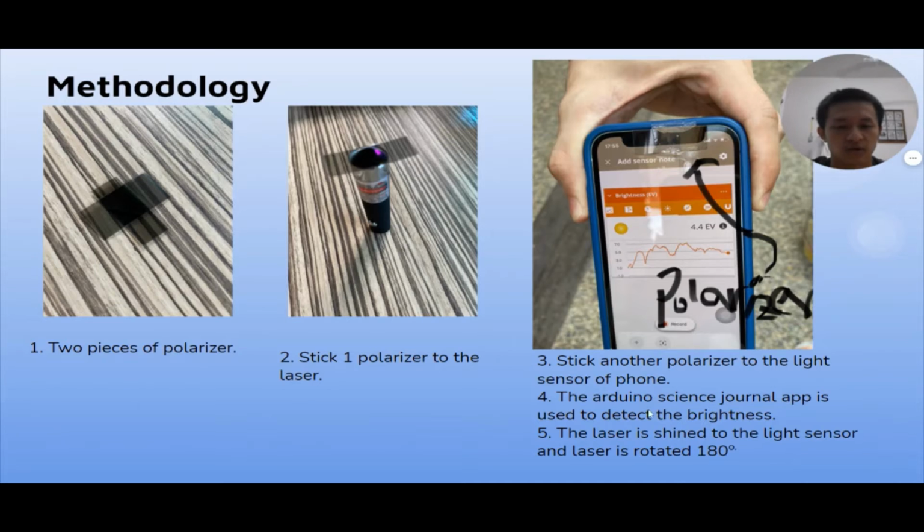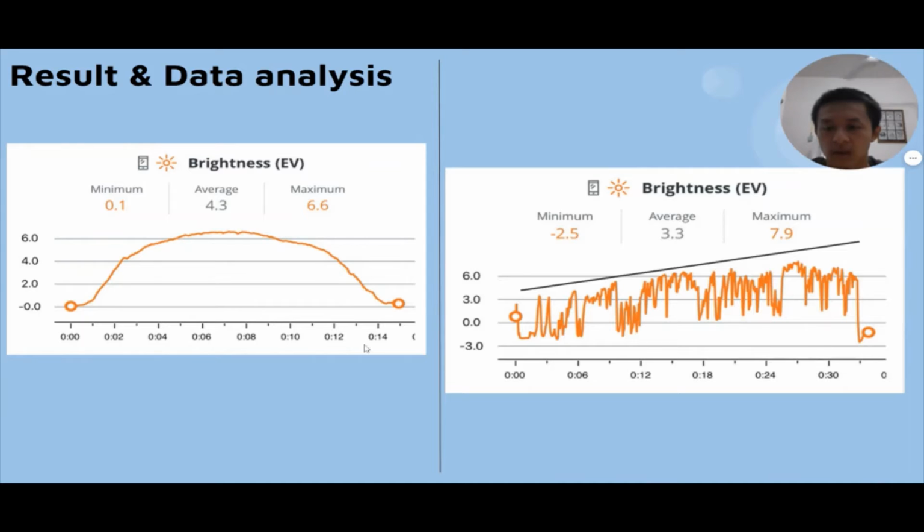And then we shine the laser to the light sensor and rotate the laser 180 degrees. And then this is the result we get as I rotate the laser in a quite steady motion. The result looks like the expected sinusoidal squared graph. So now we confirm that our polarizers work normally.